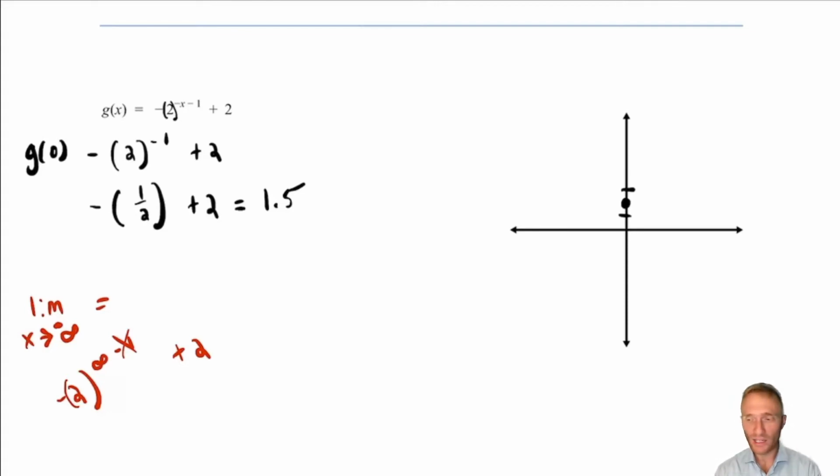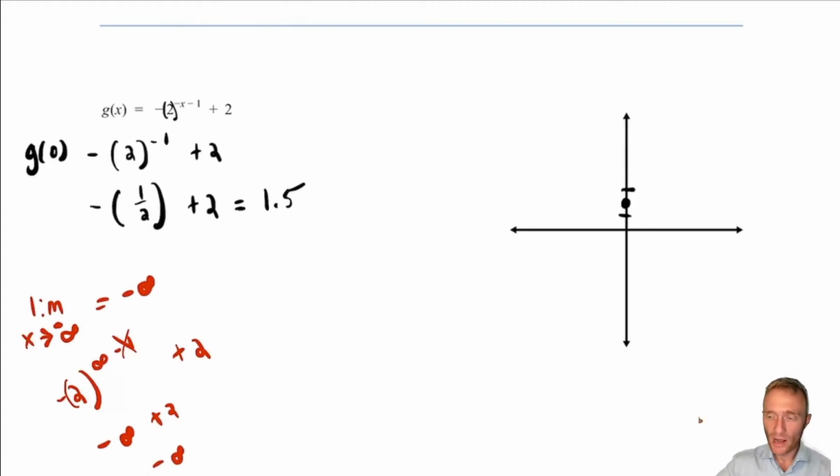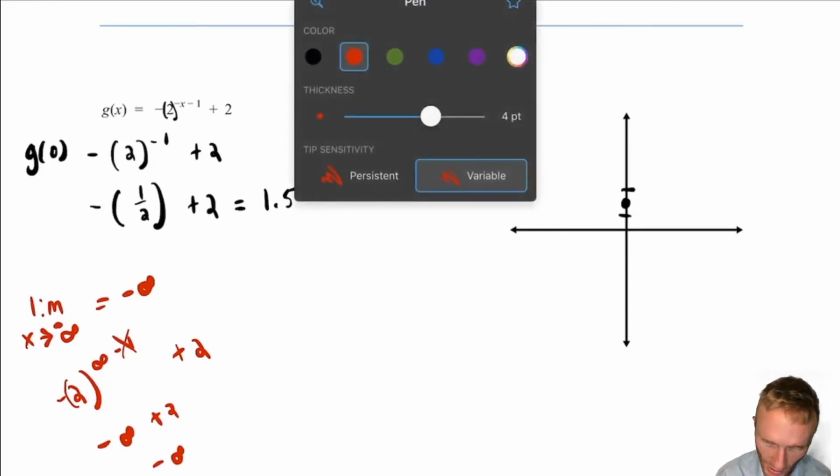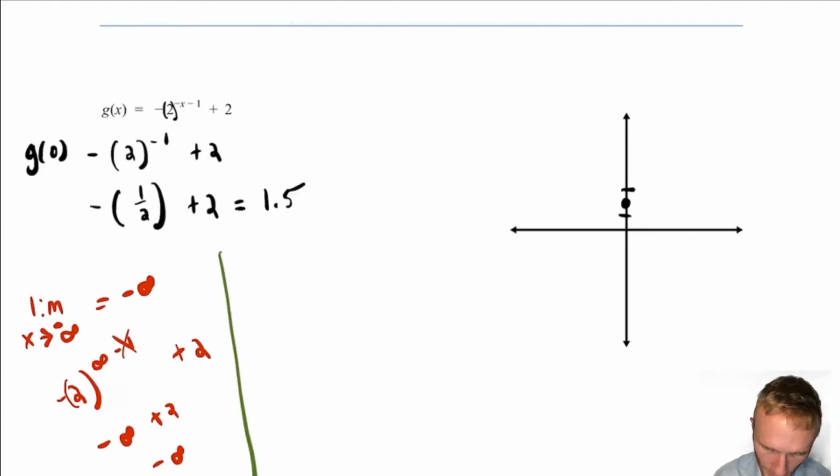And then that negative sign happens after. It happens last. So we're going to have negative infinity plus 2. We're going to have negative infinity. Okay, so we're getting somewhere. As my graph heads to the left, it's heading towards negative infinity. Let's see what happens to the right, and then we'll be able to draw the full picture.